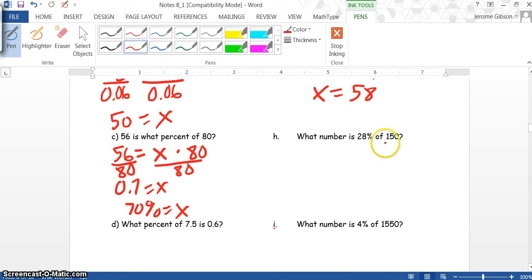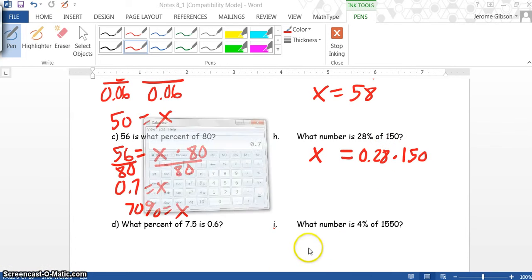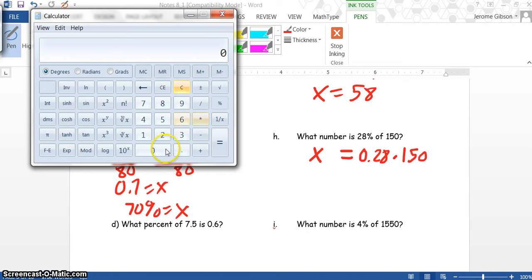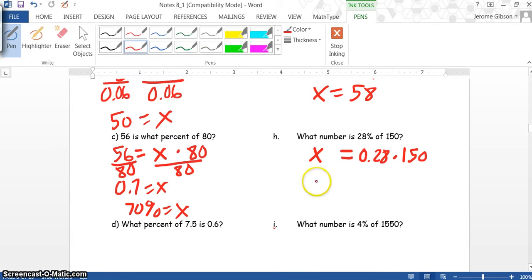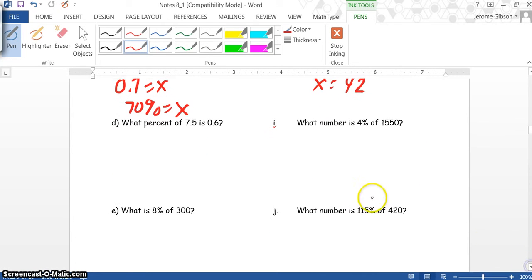Now we have what number is 28% of 150? What number is x? Is means equal. 28% is 0.28. Of means multiplication, 150. So we would take our calculator, and we would take 0.28 times 150, and that gives us 42. So x is 42. Now we scroll down to our next problem.